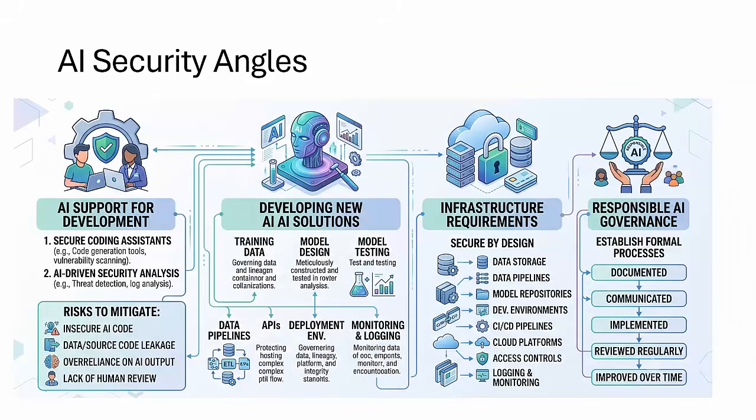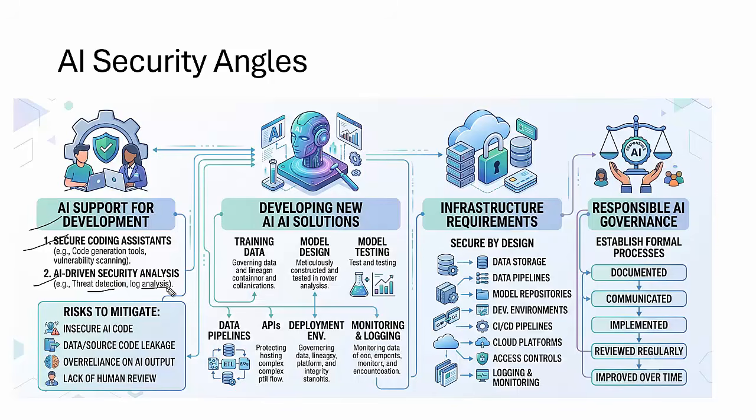So now the question is how we can see the AI security angle. It means we need to secure the AI, right? I'm using AI to support the development, so we have to make sure we have a secure coding assistant, because of code generation tools, and vulnerability scanning for AI code, that we have to look for. We also have AI-driven security analysis, where we use AI for threat detection, log analysis and all that. So here I'm talking about AI security. It means I'm using AI to secure. I'm using an AI tool for secure coding, for detecting threats, and for log analysis.